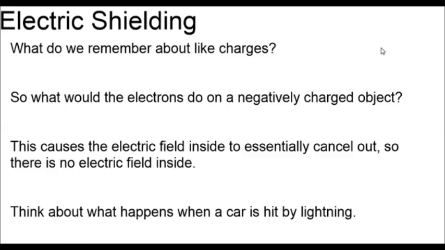Now, if we have a conductor that is an empty shell, which I'll show you in class, the electric field inside of that conductor is going to cancel out. And so there is essentially no electric field inside of that conductor. This is what we call electric shielding. This is what we use to shield electronics from outside electromagnetic radiation. It's what we use for Faraday cages, things like that.